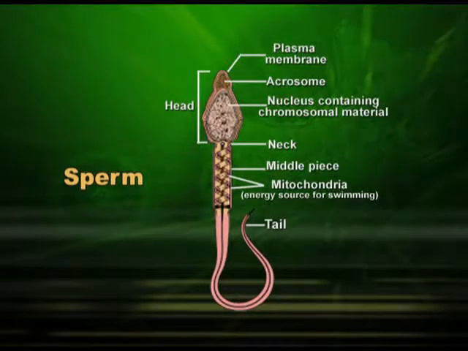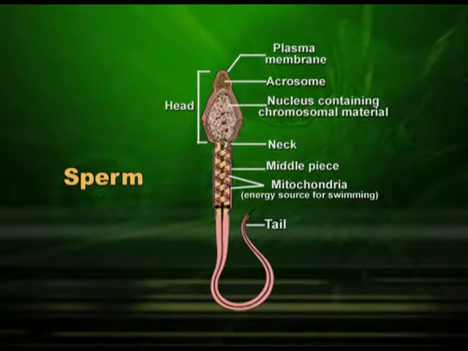So, if a Y carrying sperm fertilizes, it will be a boy, and if an X carrying sperm fertilizes, it will be a girl, because female has both X's. That means the sex of the child is decided by the father and not by the mother. Let us now see the structure of the sperm. It has head, neck, middle piece and tail.